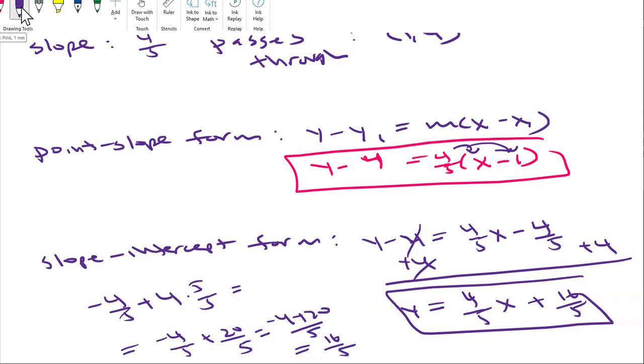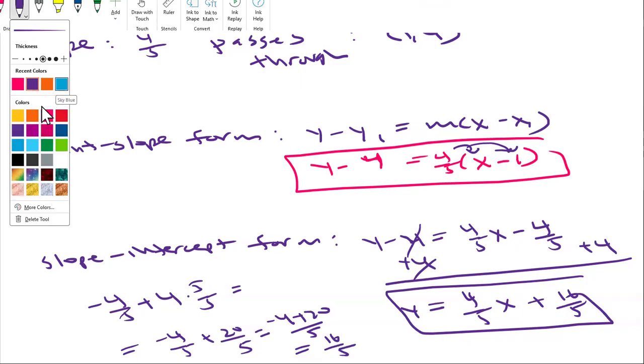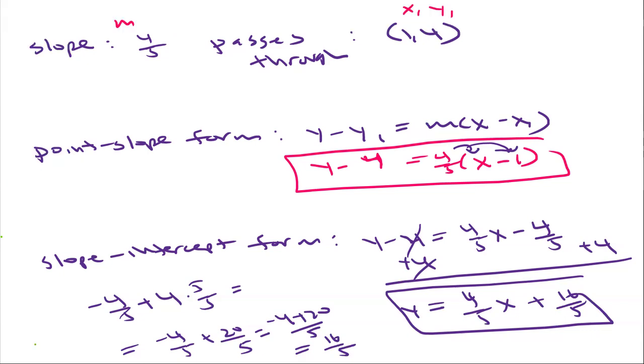Now, if you want to use slope-intercept form straight off the bat, you can do that as well. So if I wanted to use slope-intercept form, it would be y is equal to mx plus b. Okay, and in this case, I would have to solve for b. So again, this would be my x and my y, and this m is the 4/5. So this would be 4 equals 4/5 times x, which is 1, plus b.